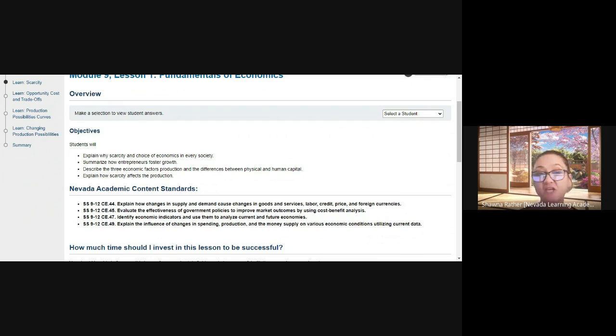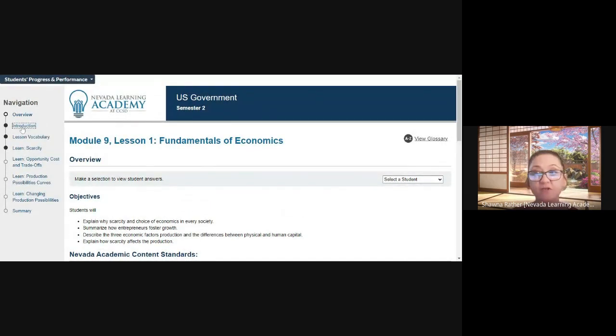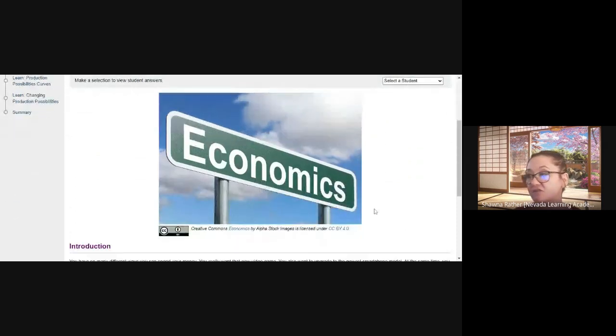So we're going to explain how changes in supply and demand cause changes in goods and services. Guys, we know this, right? Having gone through the pandemic, we're still seeing all those issues today, right? Supply chain. We're going to evaluate the effectiveness of government policies to improve outcomes. We're going to identify economic factors and use them to analyze current and future economies and explain the influence of changes.